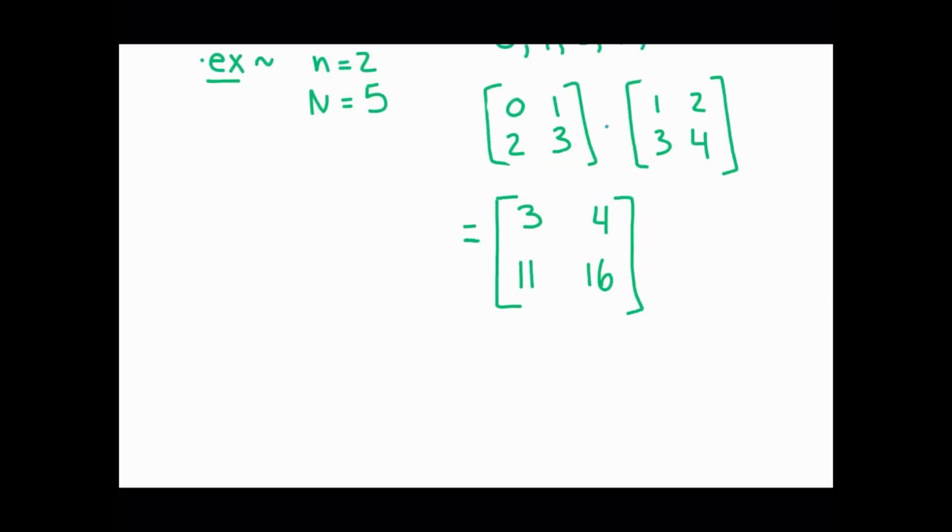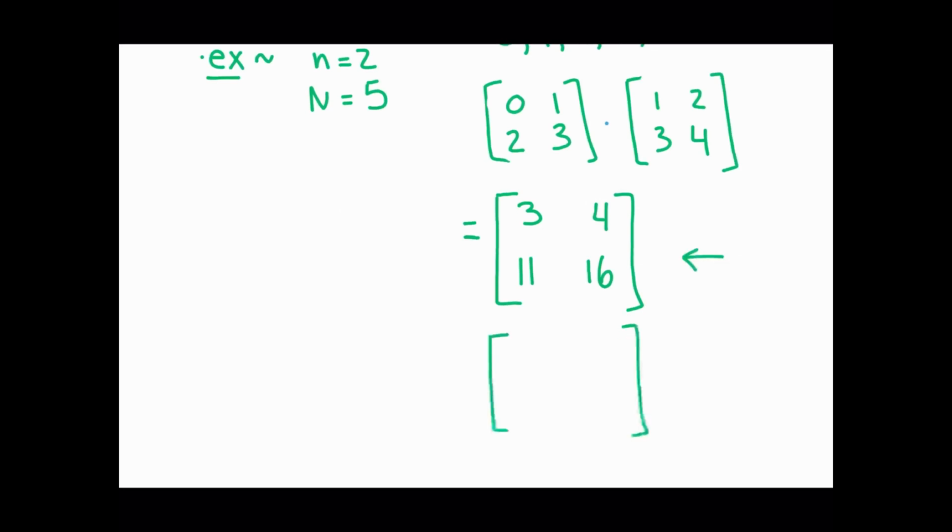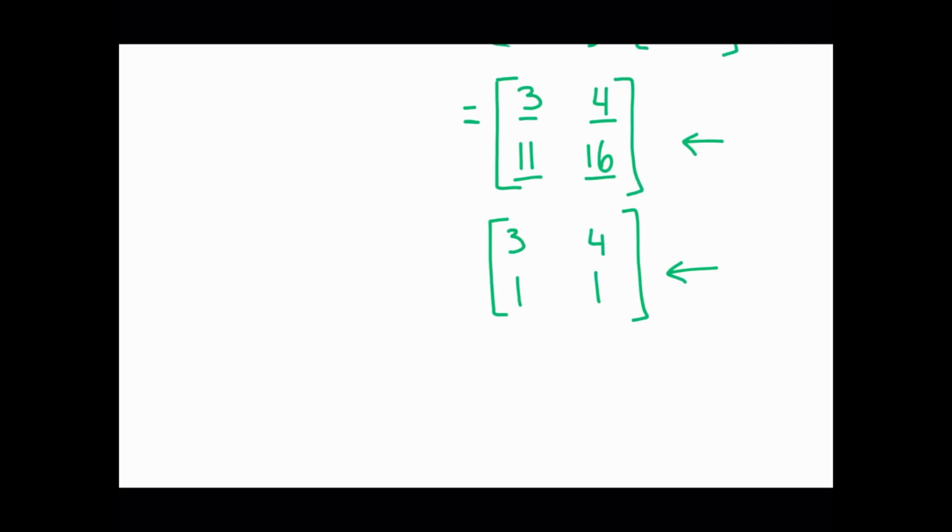I'm going to create a new matrix from this matrix by taking each of the elements in this matrix modulo 5. So 3 modulo 5 is just 3, 4 mod 5 is 4, 11 mod 5 is 1, and 16 mod 5 is also 1. So this is going to be our final matrix. The general linear group of 2 by 2 matrices is made up of lots of matrices like this, with integer elements and modular arithmetic modulo n, if n equals 5.